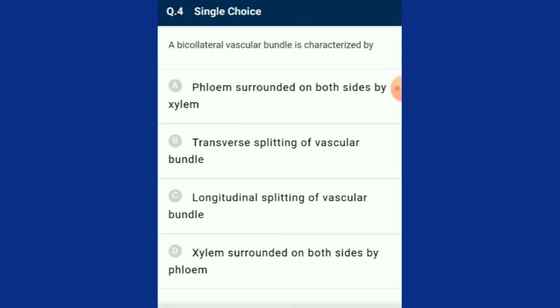Question number 4. A bicollateral vascular bundle is characterized by: a vascular bundle is part of the transport system in vascular plants. The transport itself happens in the stem. The two types of tissues present in the vascular bundles are xylem and phloem. Both these tissues are present in a vascular bundle, which in addition will include supporting and protective tissues. Bicollateral vascular bundles are conjoint vascular bundles having phloem both on the outer and inner side of xylem. Example, Cucurbita. So the answer is option D, xylem surrounded on both sides by phloem.